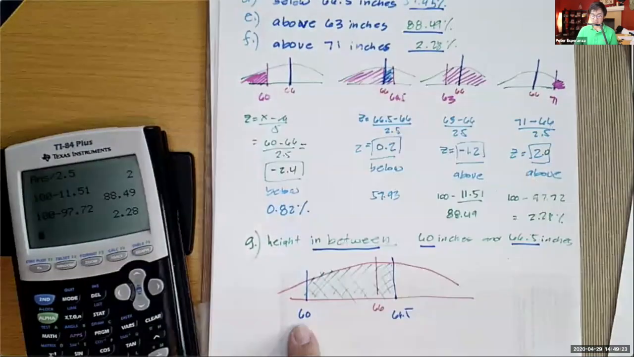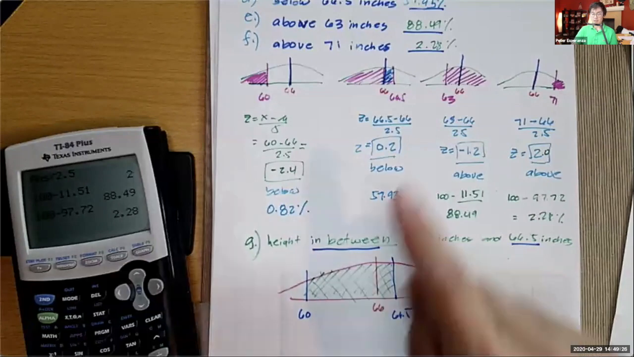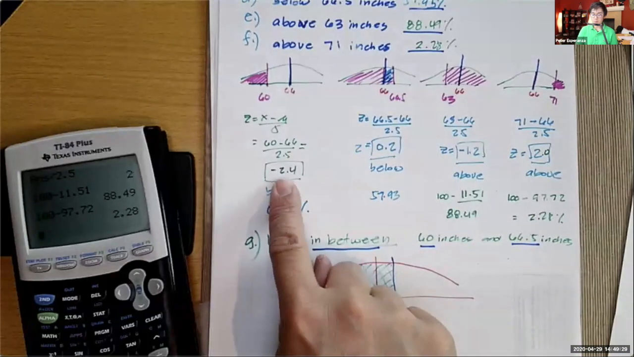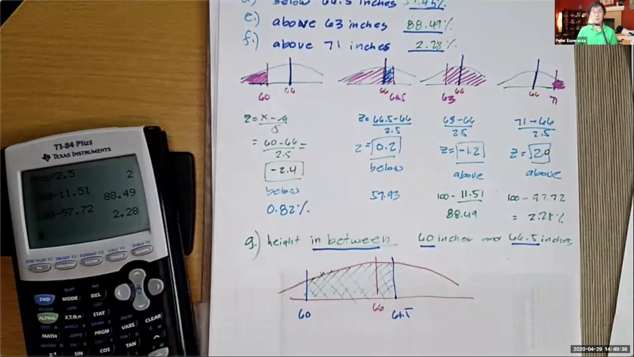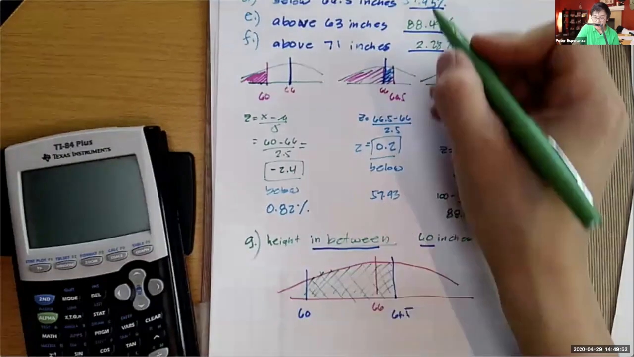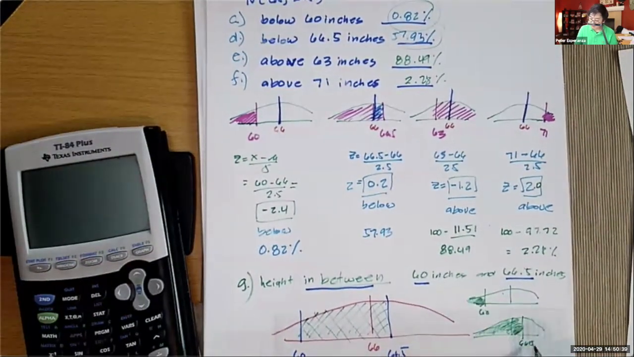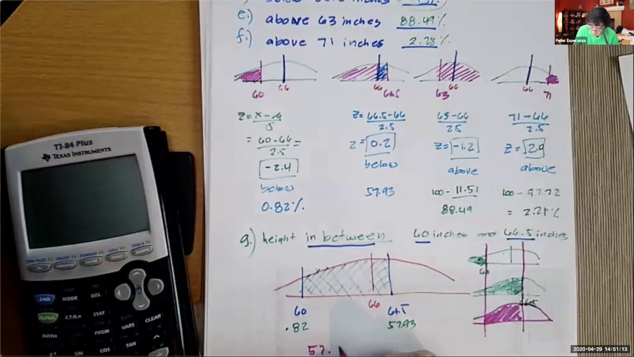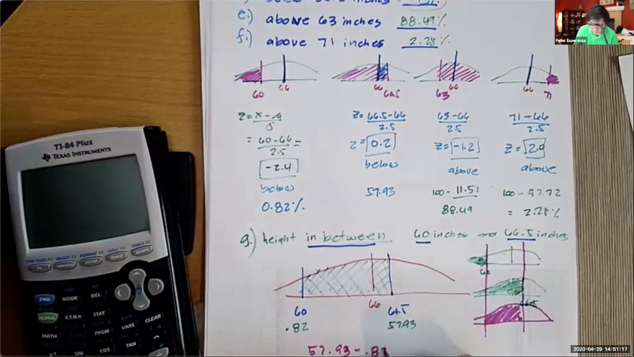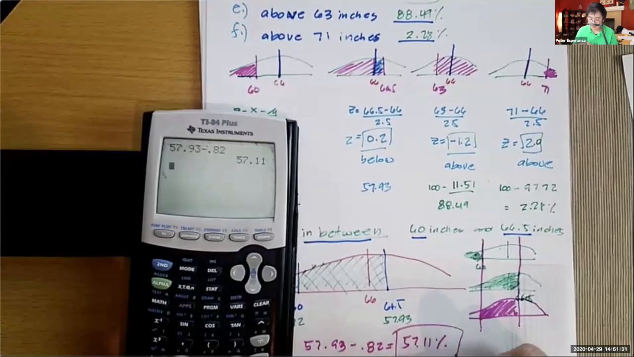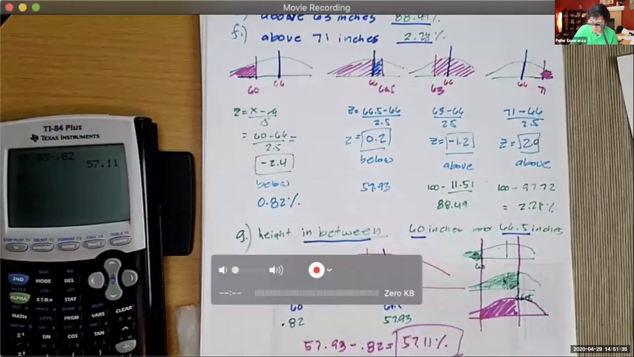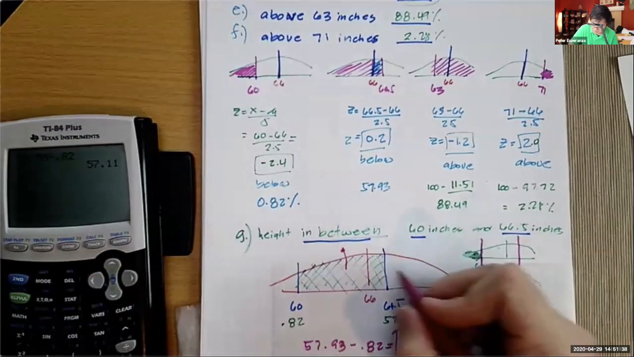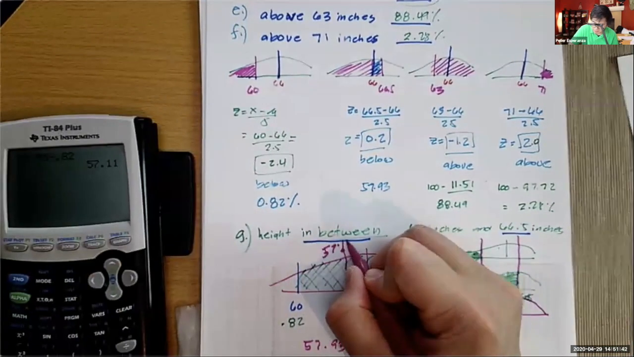Already calculated for 60 and 66.5. We already know the z-score, right? The z-score is right here: negative 2.4 and 0.2. All you need to do is subtract. You are going to subtract the areas to find the area between 60 and 66.5. So what we're going to do is 60 is 0.82. 57.93 minus 0.82 is equal to, use your calculator. And that is the answer. This much right here is 57.11%.